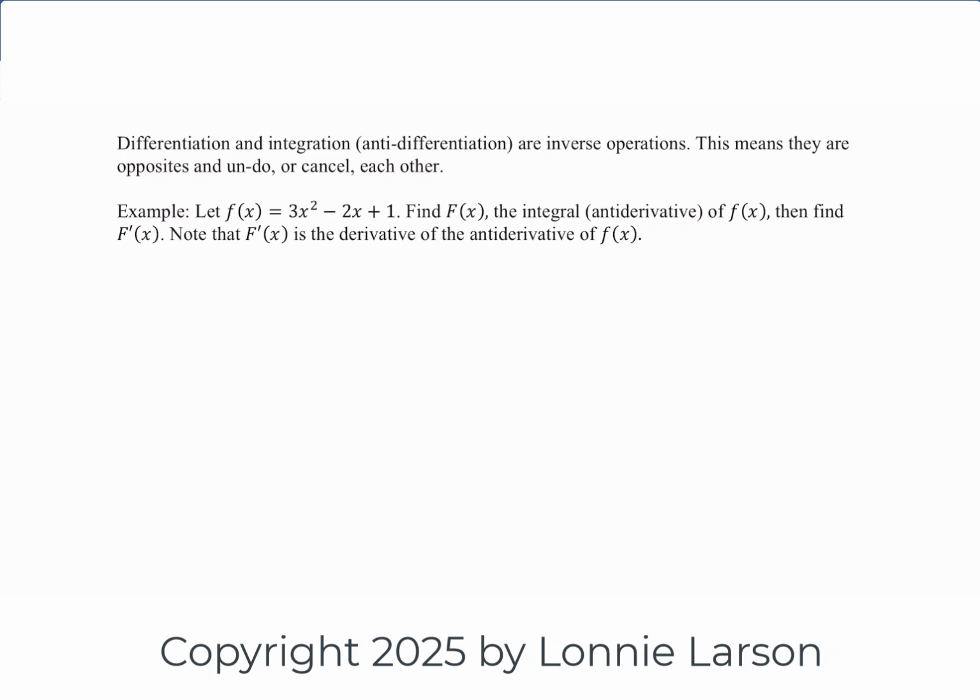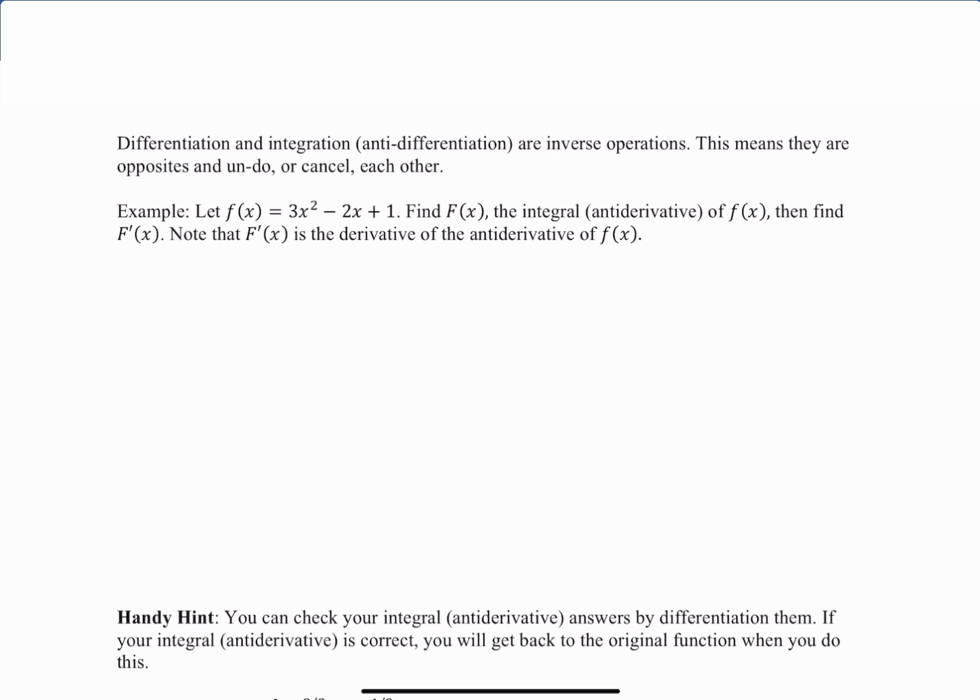We've just been reviewing how differentiation and integration are different procedures using different rules. But there is a relationship between the two of them, and we're reminded of that by the fact that integration is also called anti-differentiation. And as that name implies, differentiation and integration, or anti-differentiation, are opposites of each other.